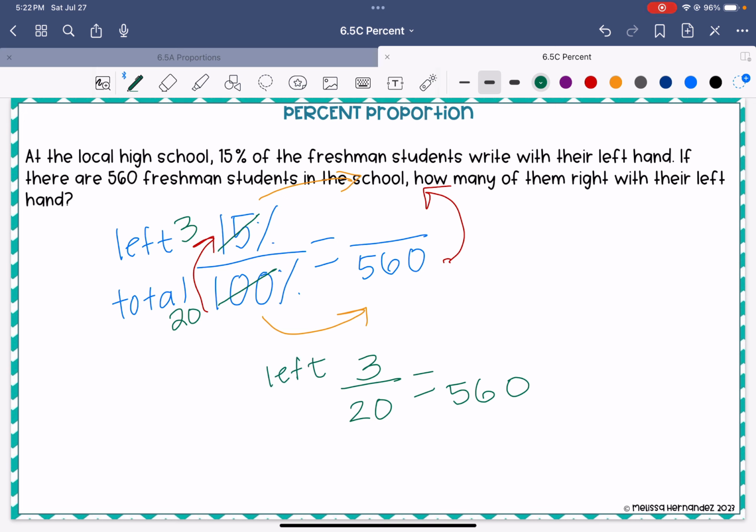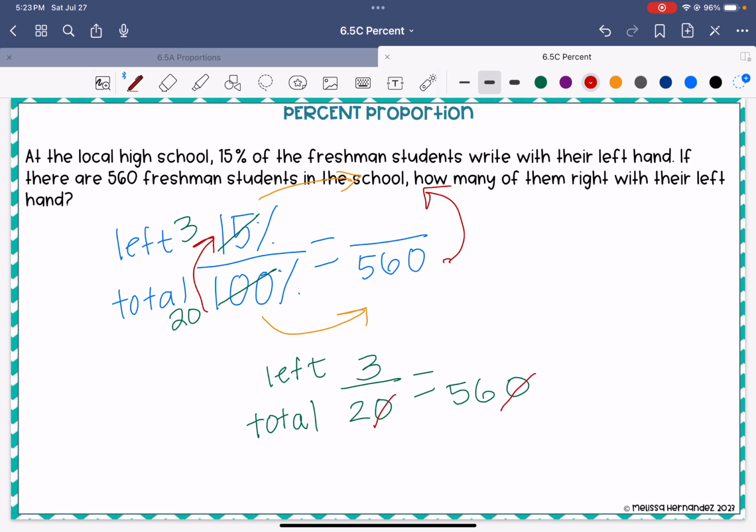I can't divide all three numbers at the same time. I can only do two at a time, and they've got to be next to each other. 3 and 20 were done. However, 20 and 560 are both divisible by 10. So 20 becomes 2, and 560 becomes 56. So now it's easier.